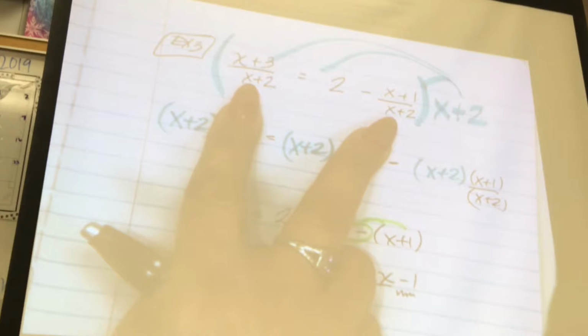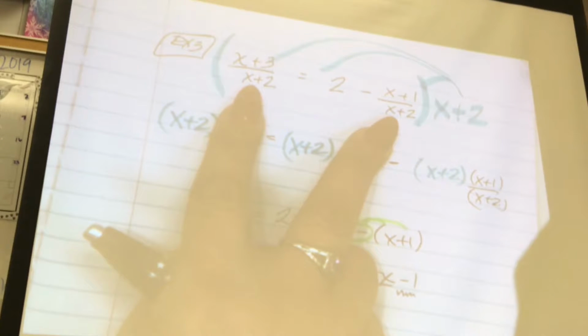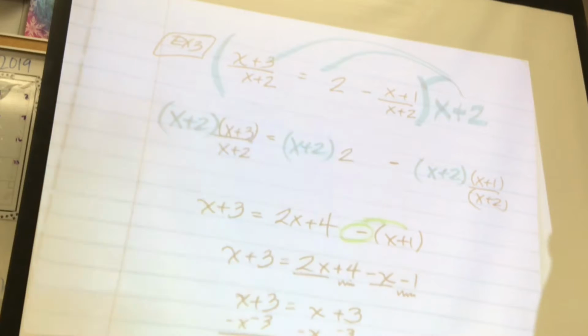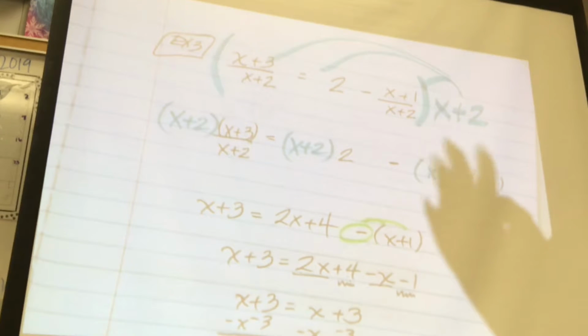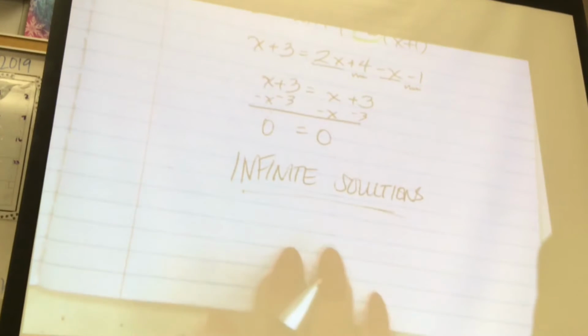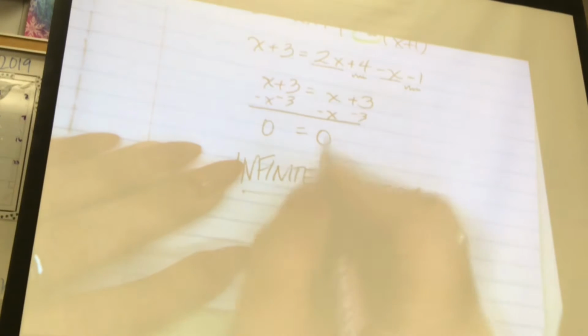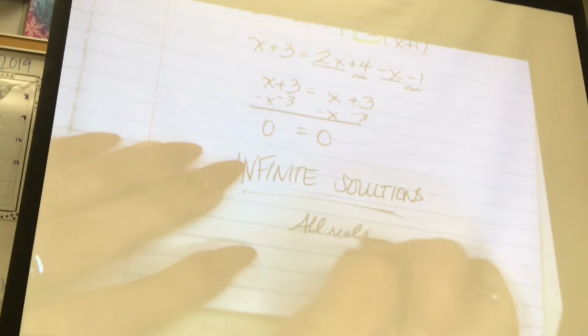Ready? What is x not allowed to be? Negative 2. Very good. Why? What would happen if your answer is negative 2? Yeah, it would make your denominator 0, which would be undefined, right? So it can be any number in the world except negative 2. So it isn't really infinite solutions. Basically, it's all reals except x cannot equal negative 2.